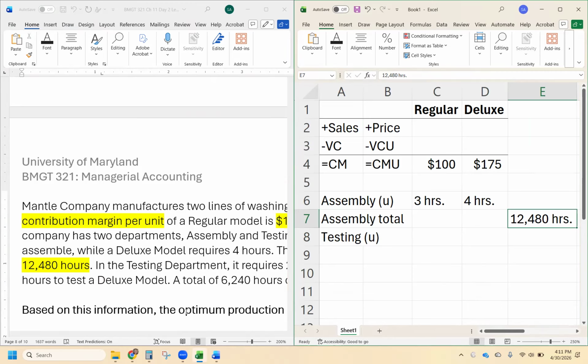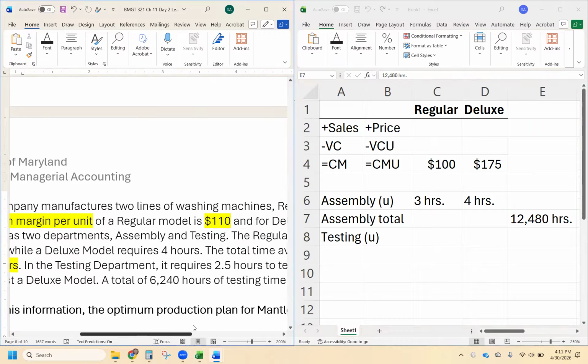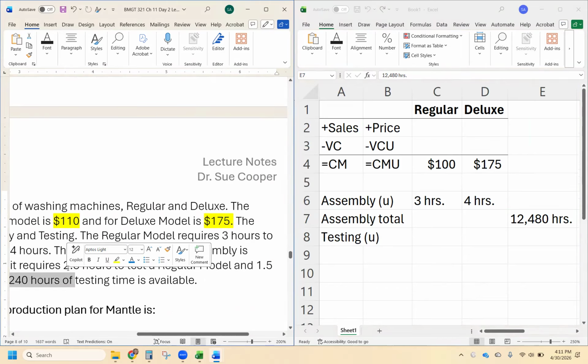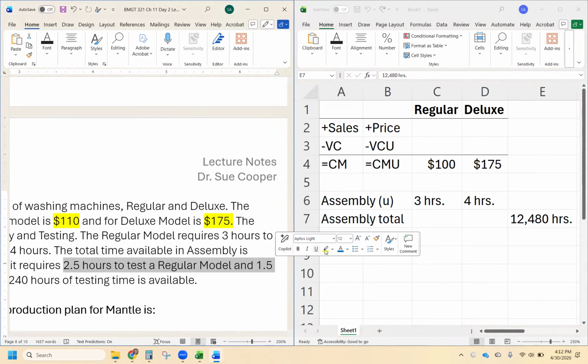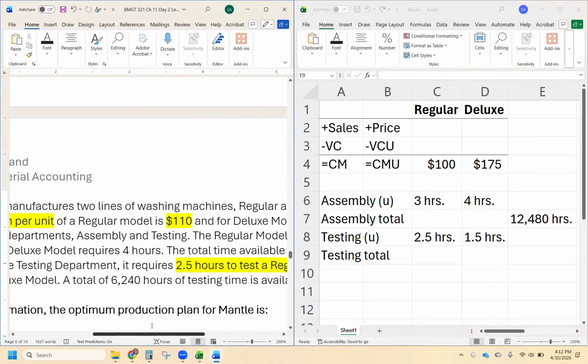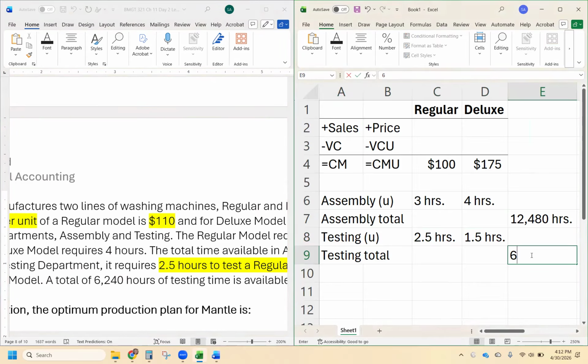Okay, testing department. It requires 2.5 hours for regular and 1.5 hours for the deluxe. So this is 2.5 hours, and this is 1.5 hours. And then testing total available, it's probably going to tell me that too. 6,240 hours.